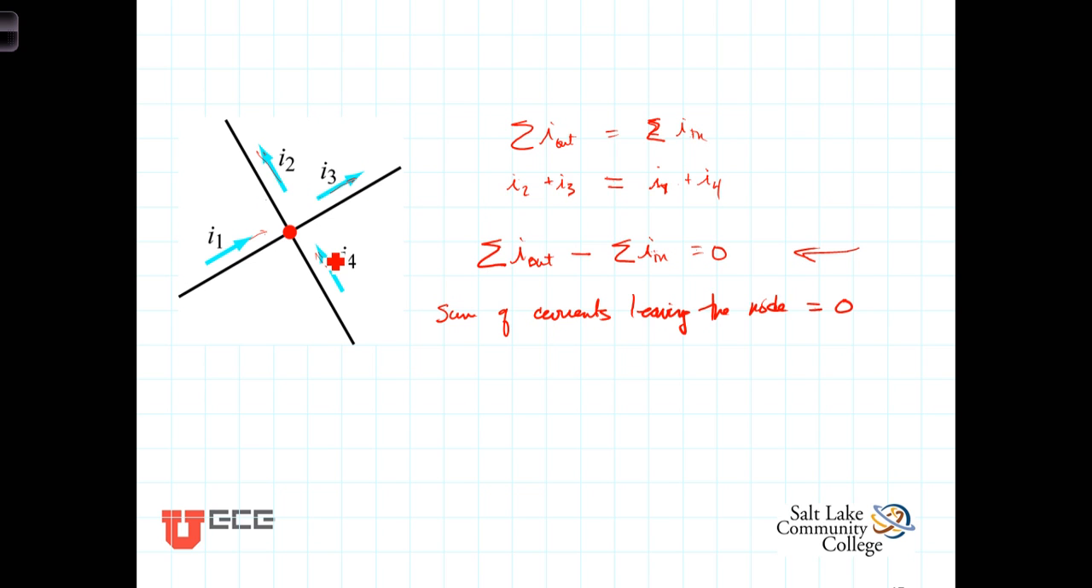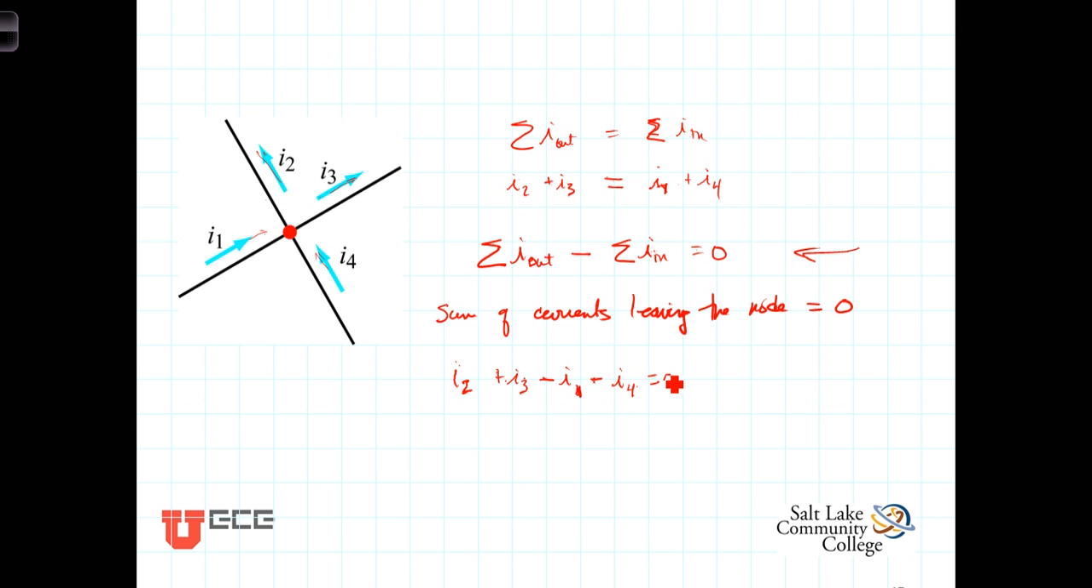It's something like house guests. When the house guests come, that's a negative thing. When the house guests finally get around to leaving, that's a positive thing. In this case here, then, we would say that the currents leaving, I2 and I3, because they're leaving, will have positive signs, I2 plus I3, minus the currents entering, minus I1 minus I4 would equal 0.